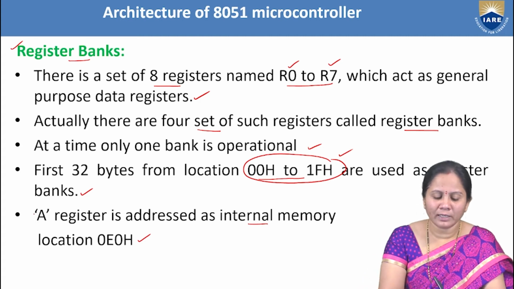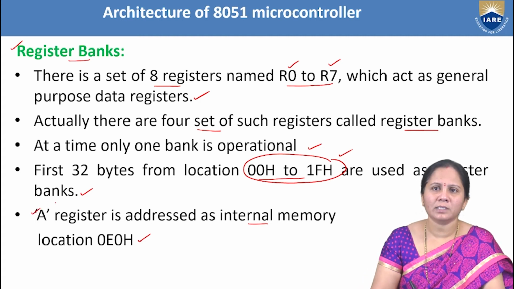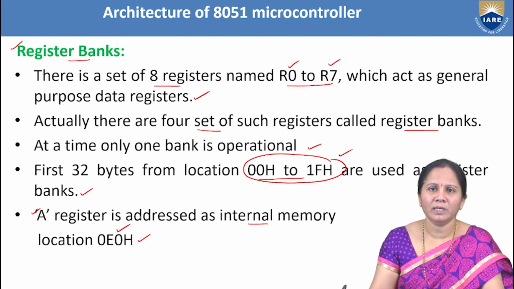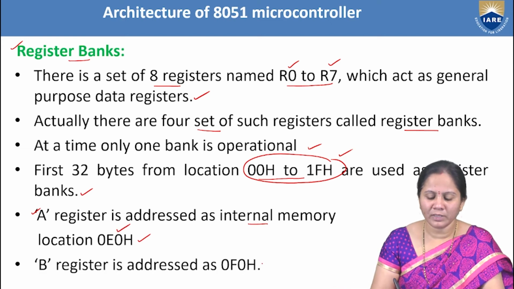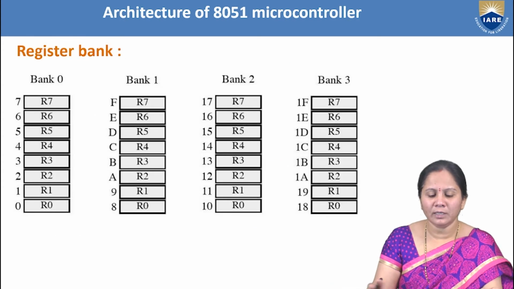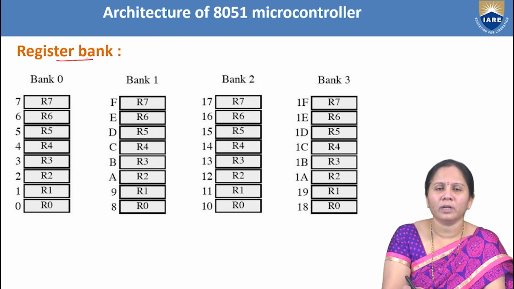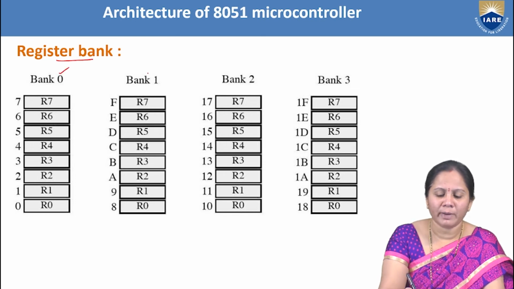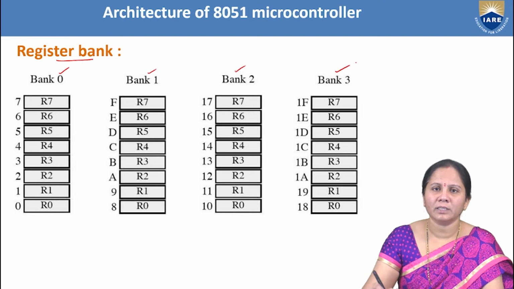So similarly, if you take the A register, we can access the A register internally from the RAM by using the address called 0E0H. Similarly, the B register has the address 0F0H. So if you see here, these are the 4 register banks that are available: bank 0, bank 1, bank 2 and bank 3.